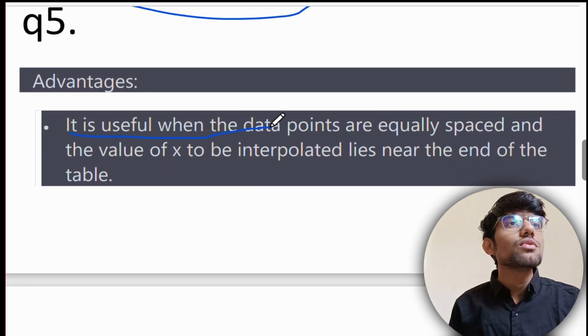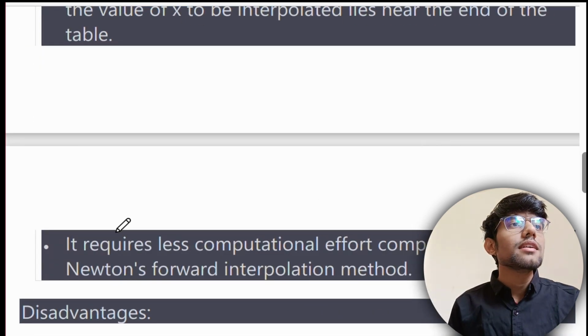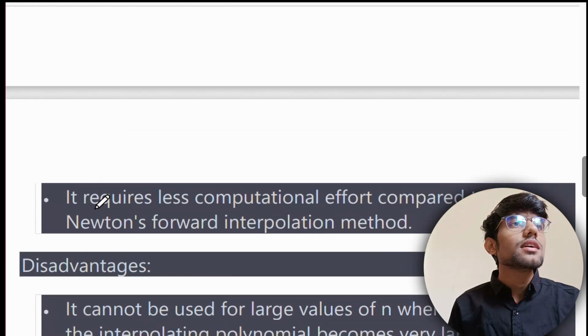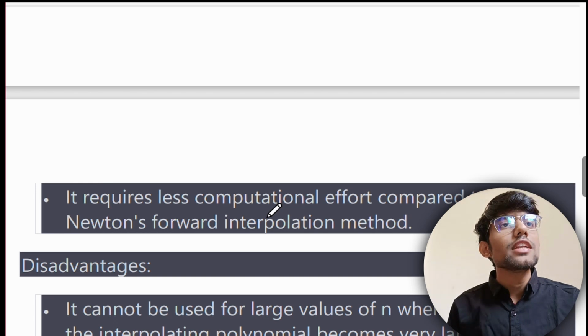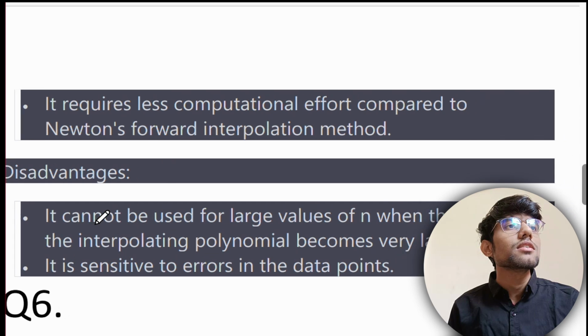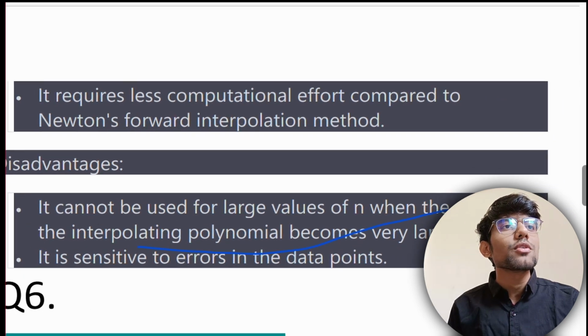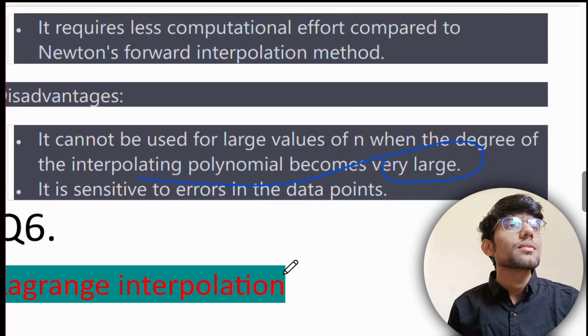It is useful when the data points are equally spaced and the value of x to be interpolated lies near the end of the table. The second advantage is it requires less computational effort compared to Newton's forward interpolation method. Now the disadvantages are: it cannot be used for large values of n when the degree of the interpolation polynomial becomes very large. It is sensitive to errors in the data points.